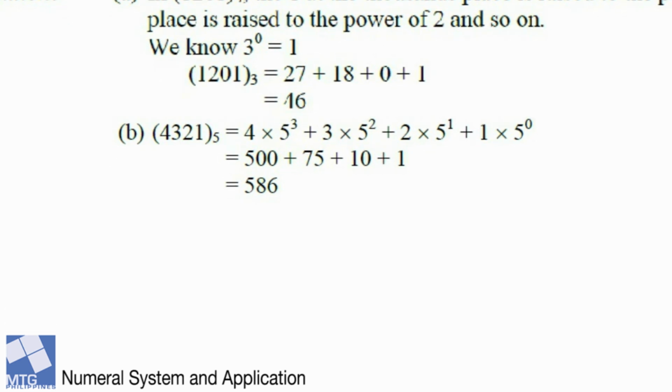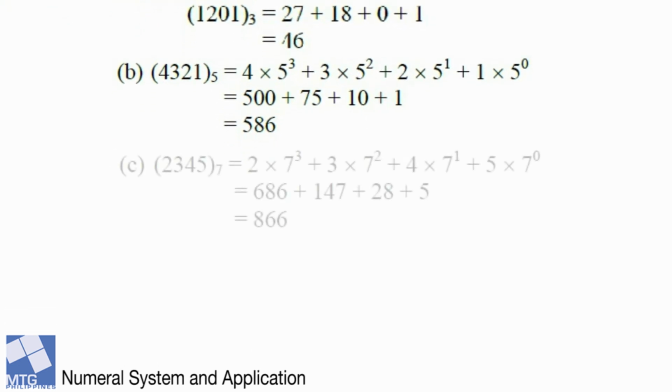For part C, we have 2345 base 7, and this can be written as 2 times 7 to the third power plus 3 times 7 to the second power plus 4 times 7 raised to 1 plus 5 times 7 raised to 0. When simplified, this is equal to 866.